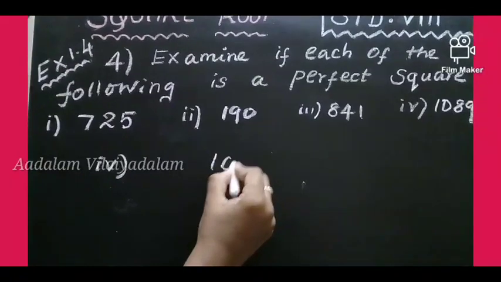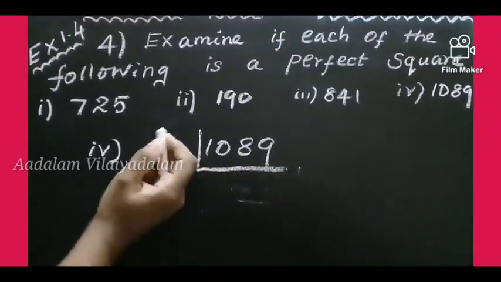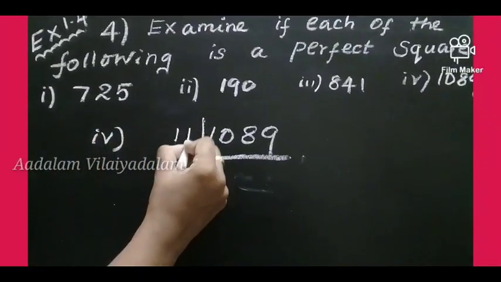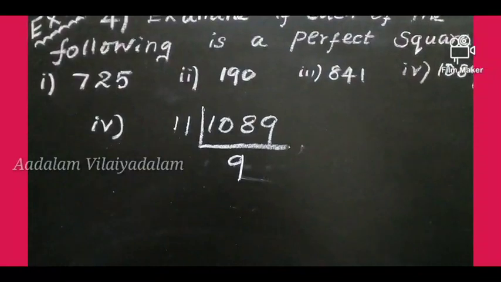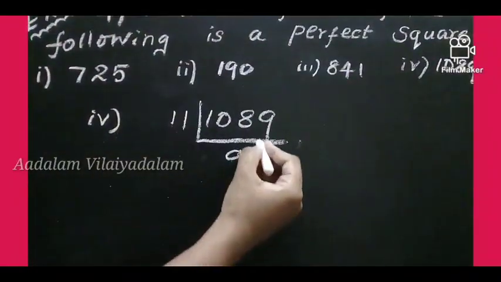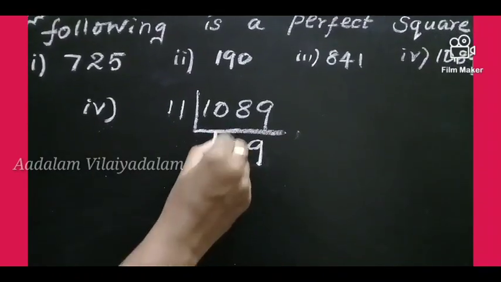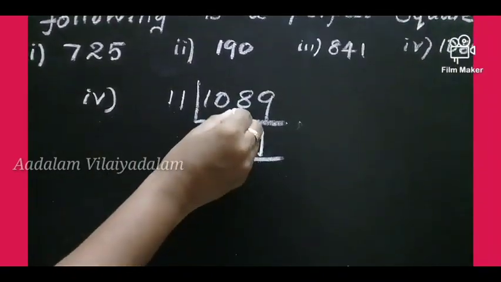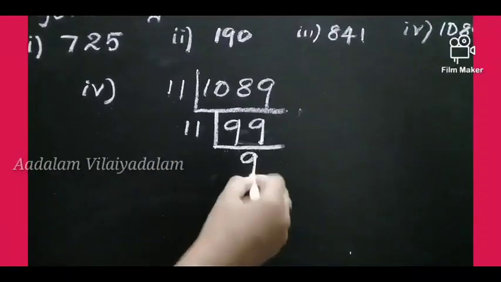Question 1089. So only the 11 table is possible. So in the 11 table, 11 nines are 99. The balance is 9. Again carrying 9 means 11 nines are 99. So 99 elevens are 1089. Again 11 table, 11 nines are 99.